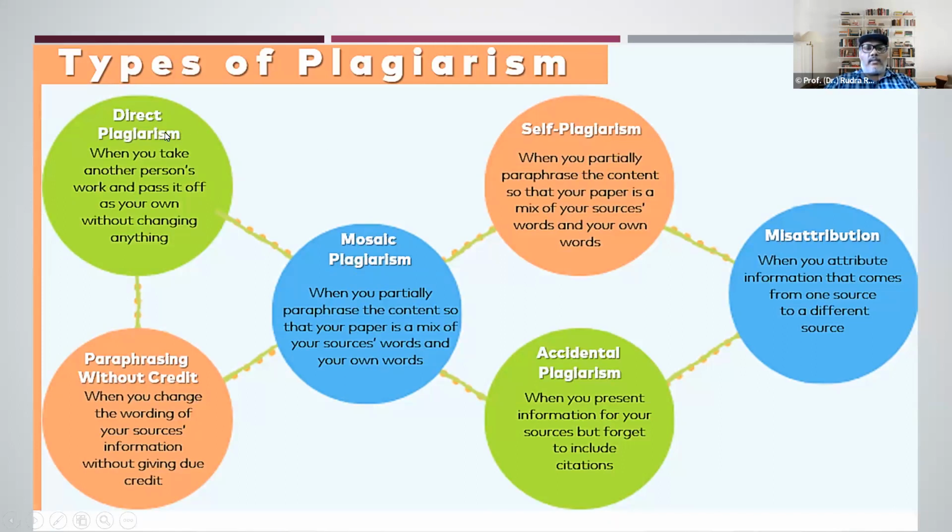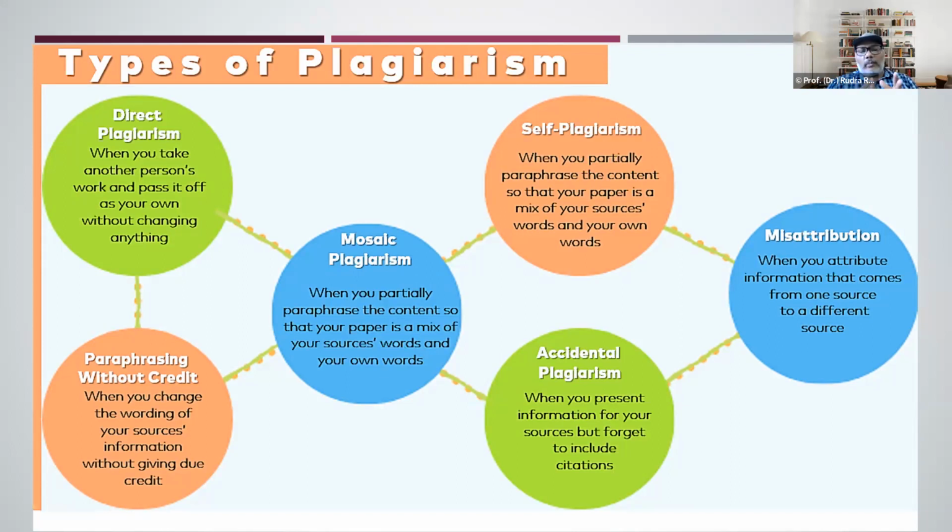Direct plagiarism is when you take another person's work and pass it off as your own without changing anything. It is direct plagiarism. It's copy and paste, in local language, just to understand and decide. So it is known as direct plagiarism. Means you have taken some content from some XYZ work and as it is, you have written it in your research paper. It is direct plagiarism.